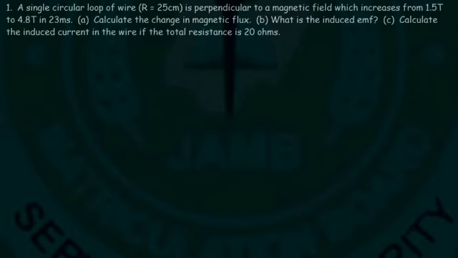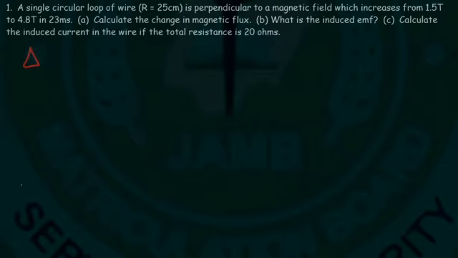Now let's work on some problems. Number 1, a single circular loop of wire is perpendicular to a magnetic field which increases from 1.5 Tesla to 4.8 Tesla in 23 milliseconds. Part A, calculate the change in magnetic flux. So let's begin with that.